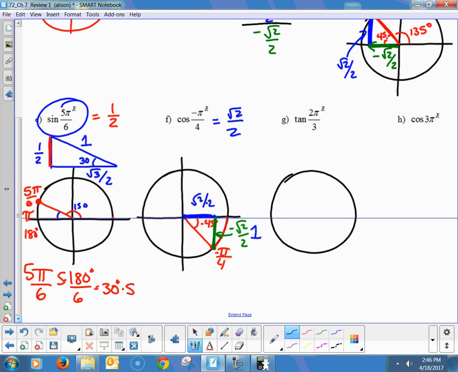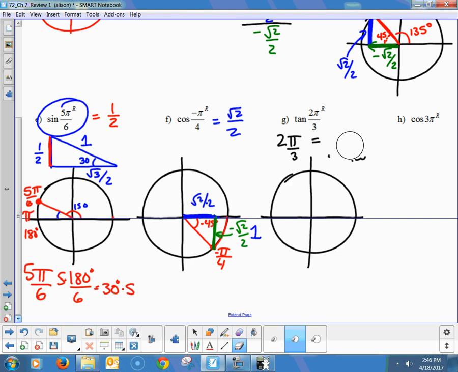Okay, so I'm going to draw my circle, tangent of 2/3 of pi. Well, again, we know pi is 180. So 1/3 of pi is 180 divided by 3, it's 60 degrees. And 2/3 pi is 2 of those. So 2/3 pi is 120 degrees. All right, so I'm going to go 120 degrees.